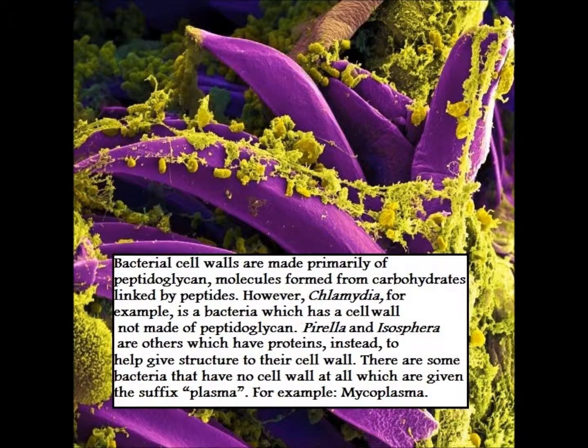Bacterial cell walls are made primarily of peptidoglycan, molecules formed from carbohydrates linked by peptides. This is a picture of Yersinia pestis, which causes the bubonic plague and does have a peptidoglycan cell wall. However, chlamydia, for example, is a bacteria which has a cell wall not made of peptidoglycan. Pirellula and Isosphaera are others which have proteins instead to help give structure to their cell wall. There are some bacteria that have no cell wall at all, which gives them the suffix plasma, for example mycoplasma.